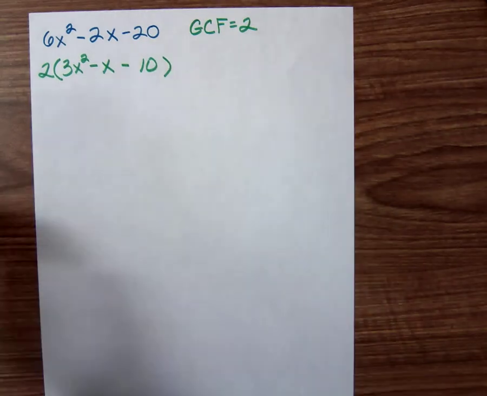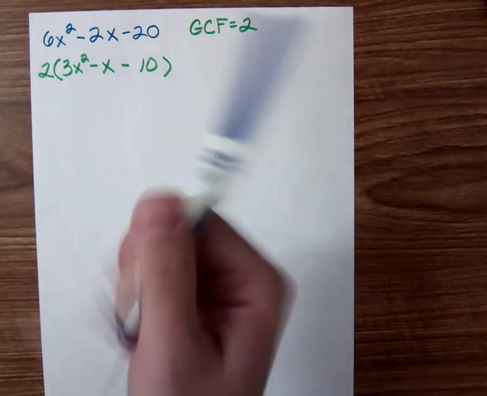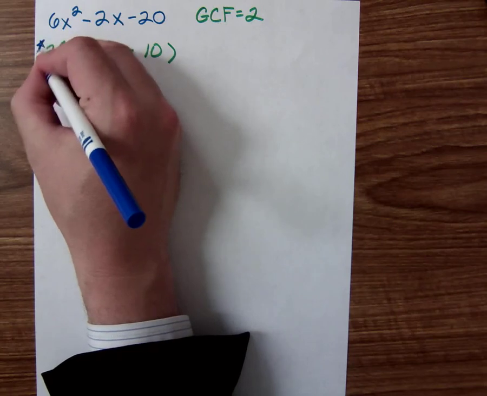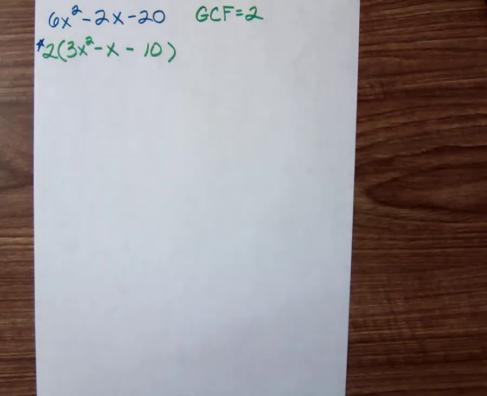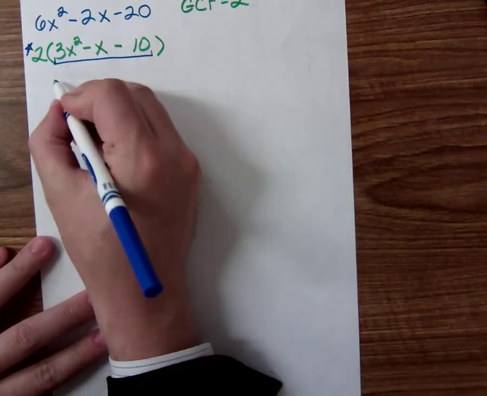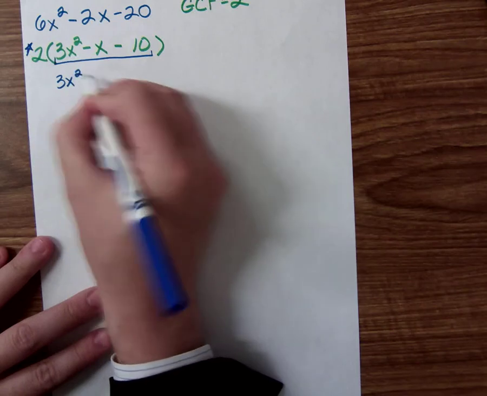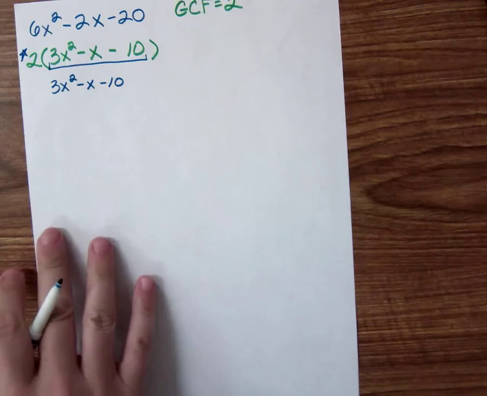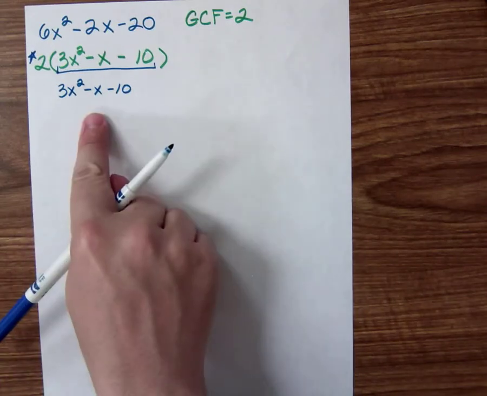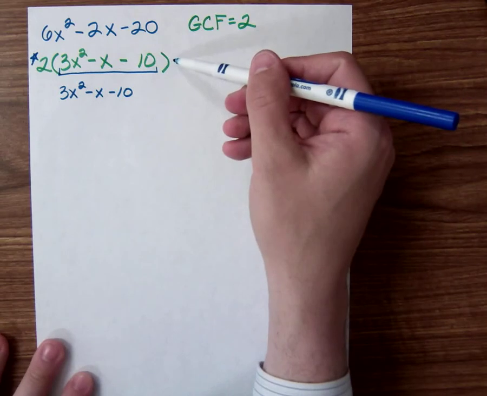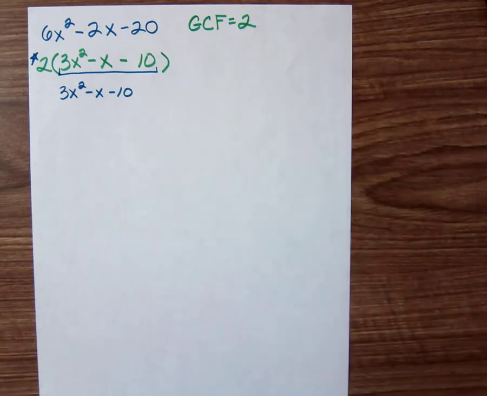So good. Now put a pin in this. Do not forget that we had a greatest common factor here because we're going to have that as part of our answer. Don't forget it. But now the question is, the thing that's left over in the parentheses, the 3x squared minus x minus 10, can that be factored some more? If it can, we need to factor it. And if it can't, this is the answer. This is the answer if what's in the parentheses won't factor.